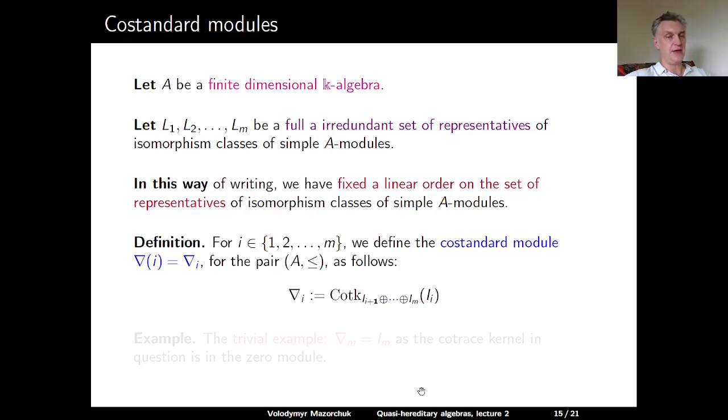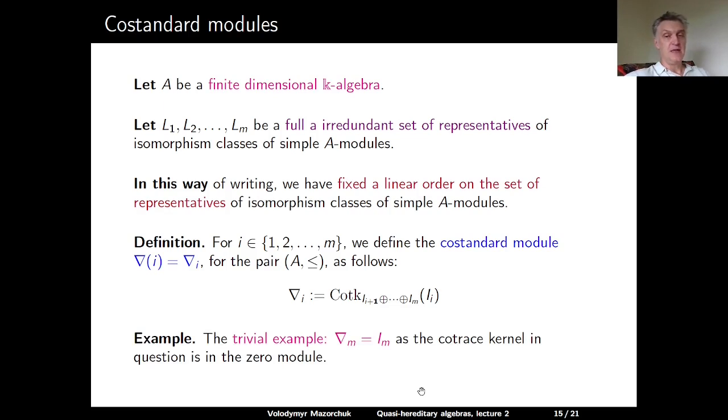They are defined for the pair consisting of our algebra A and our fixed order on the set of representatives of isomorphism classes of simple A modules. So our nabla I, the costandard module for an element I, and this is an indexing element for simple modules, is defined as the cotrace kernel from the indecomposable injective corresponding to our index I into the direct sum of indecomposable injectives corresponding to all higher indices, I plus 1, I plus 2, and so on, all the way up to n.